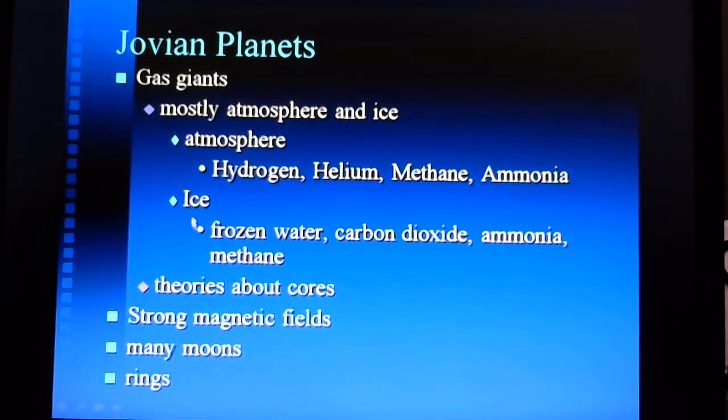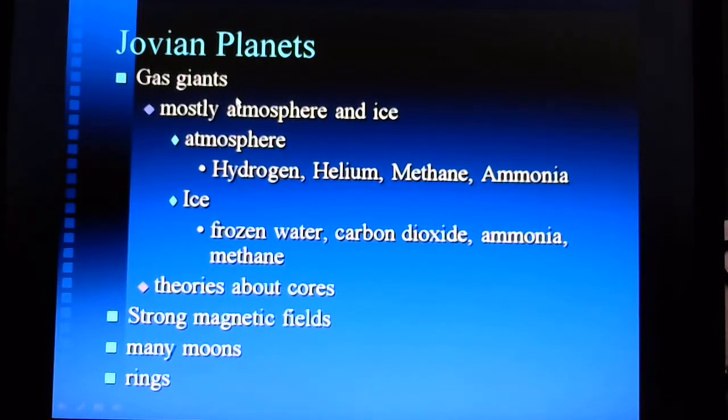So for the gas giants, when we repeated the properties of gas giants, we said over and over again that they were giant balls of gas. So they are mostly atmosphere with little bits of cores down there in their center, and we only have theories about those cores because our technology does not allow us to probe down that deep into those planets yet.